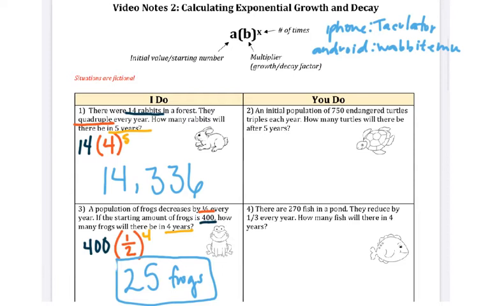Okay, try number 3. Number 3 says there are 270 fish in a pond. They reduce by 1/3 every year. How many fish will there be after 4 years? Go ahead and try that one there.